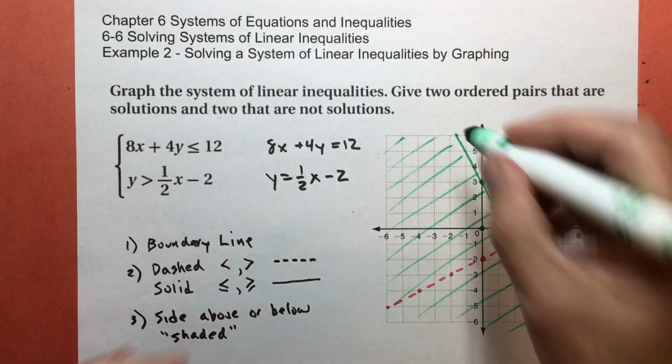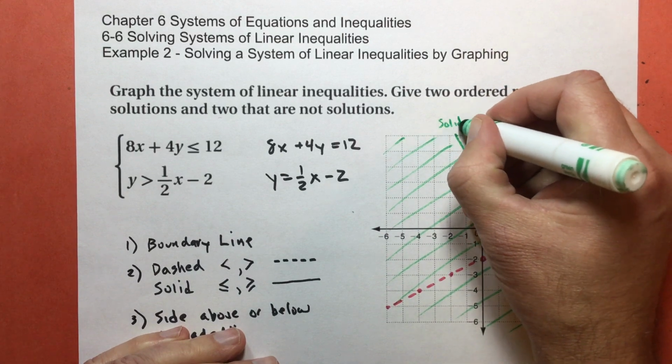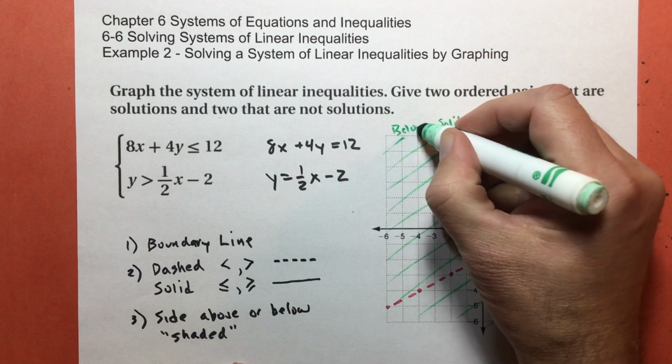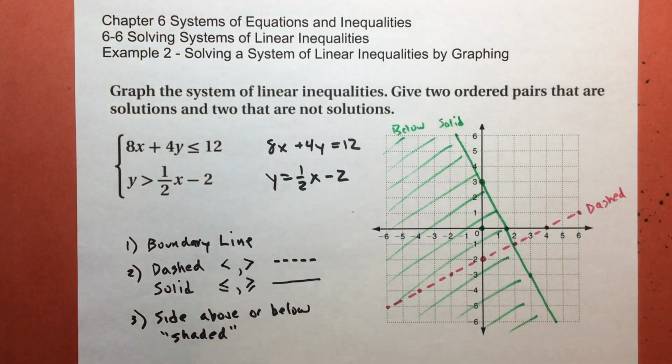This one is dashed. Actually, solid. And this was below. For the other one, let's figure out if I need to be above or below.